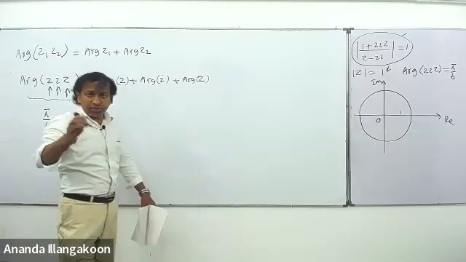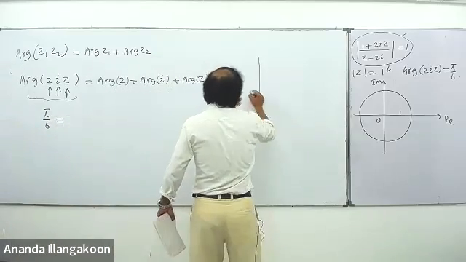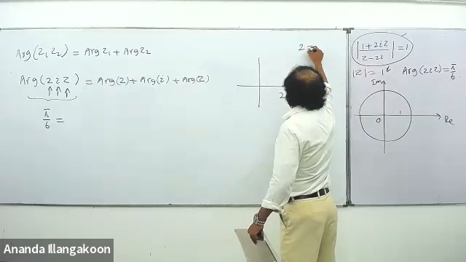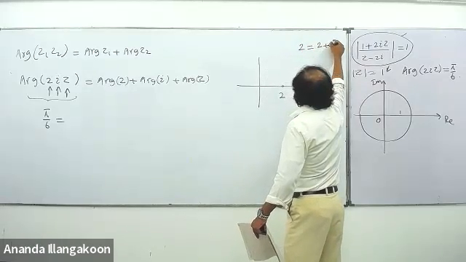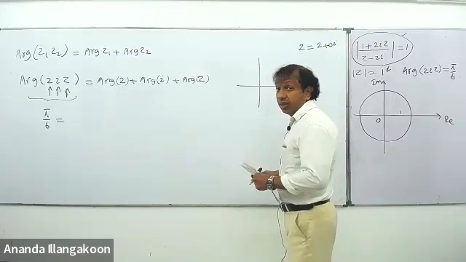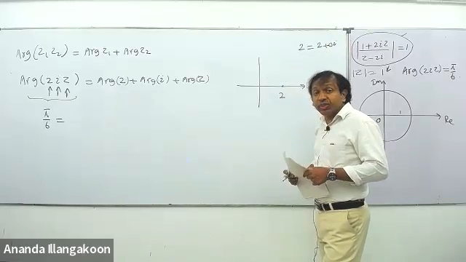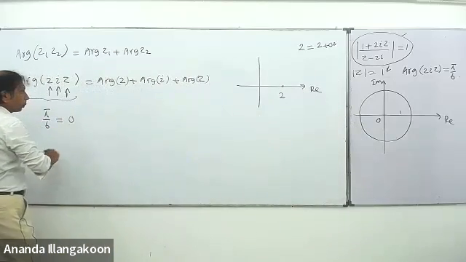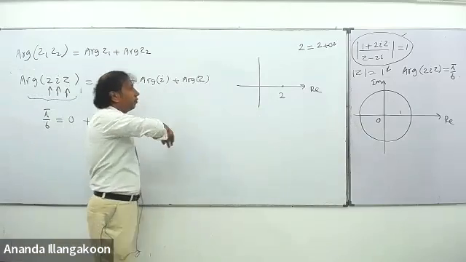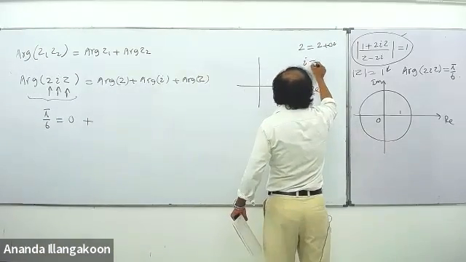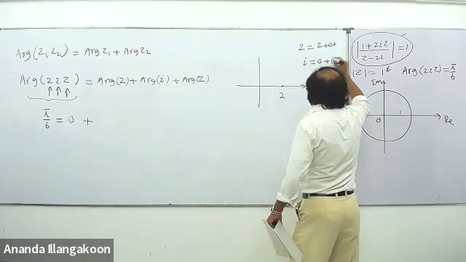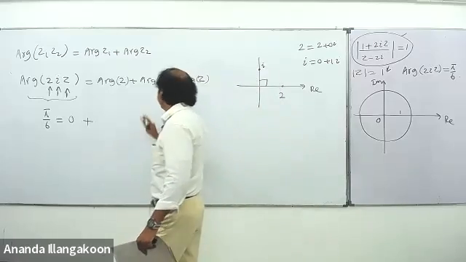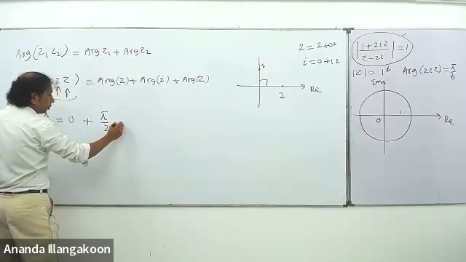Argument of 2. Where is the complex number 2, people? Complex number 2 is here. Complex number 2 means 2 plus 0i. It lies on the real axis, but the argument is 0. Complex number i means what, people? 0 plus 1i. Where is this? Here. i. What is the argument? 90. This is 90, pi by 2.